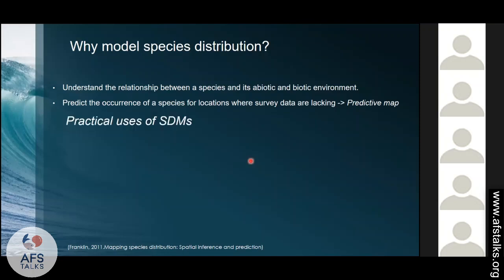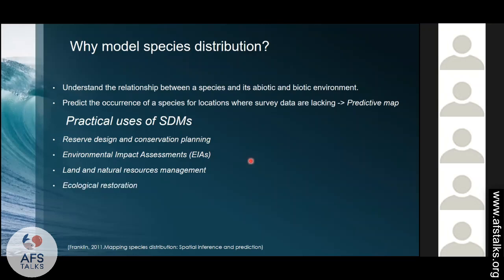And the major applications of SDMs, or major practical uses, are in planning reserve design or conservation planning, and in environmental impact assessment, which is a hot topic. I saw a couple of papers published recently in this domain. Also land and natural resource management and ecological restoration. This is also an important use. And the risk and impact of invasive species. In the case of marine ecosystems, the risk and impact of invasive species or the shift of habitats is also important. And the effect of climate change on biodiversity, maybe this is the hottest topic.